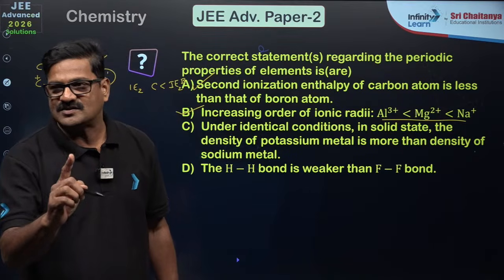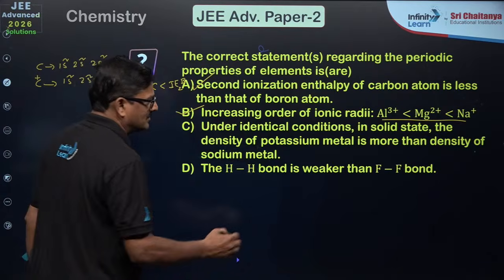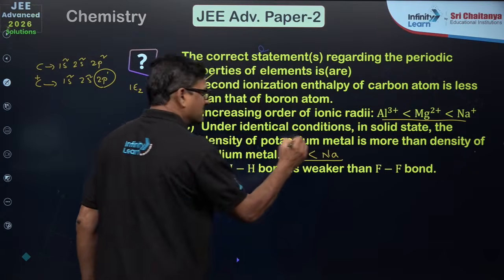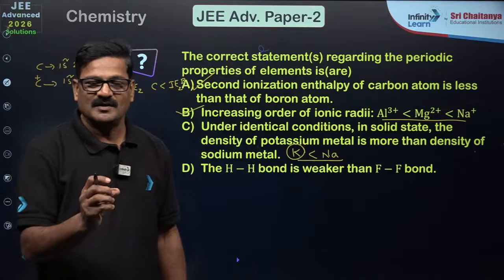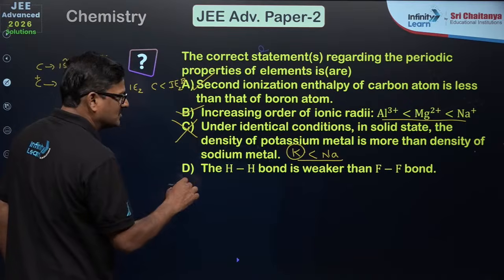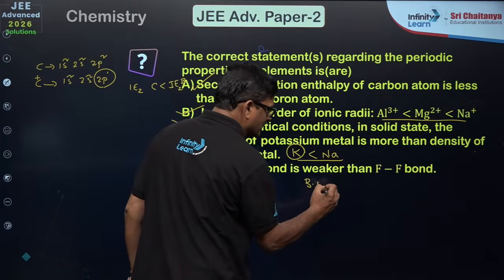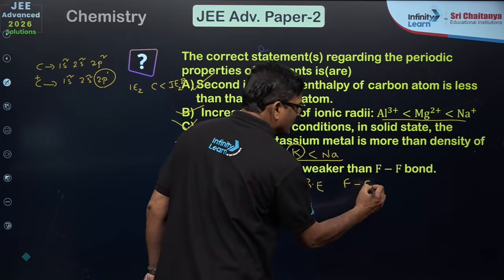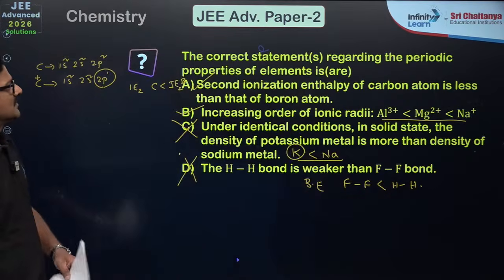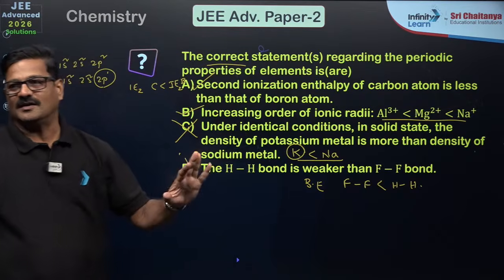Under identical conditions, the solid state density of potassium is more than that of sodium. Potassium density is less than that of sodium. Simple logic, because of the presence of vacant d orbitals, suddenly the size is increased. Wrong. And the hydrogen-hydrogen bond is weaker than the fluorine-fluorine bond. Bond energy of fluorine-fluorine is smaller than hydrogen-hydrogen. Therefore, it is not correct. So, regarding this, only A and B are correct.